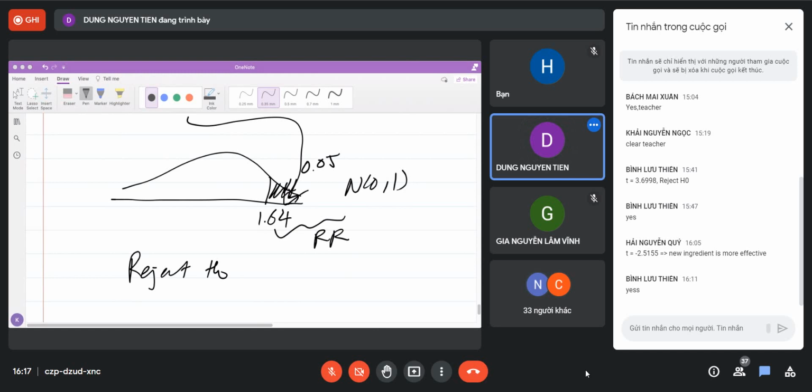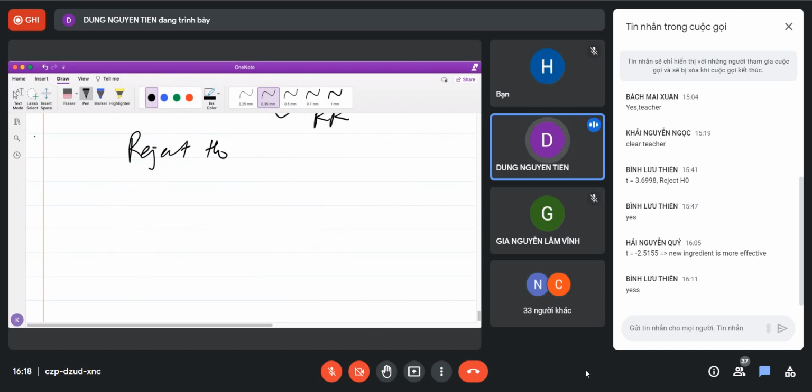For the case when you know the population variance. Okay. Now let's consider the case when you also know the population variance, but you want to get a confidence interval instead of performing a hypothesis testing. Let's have a look at this.